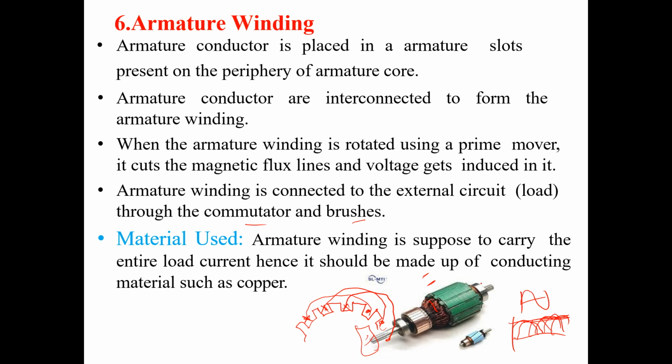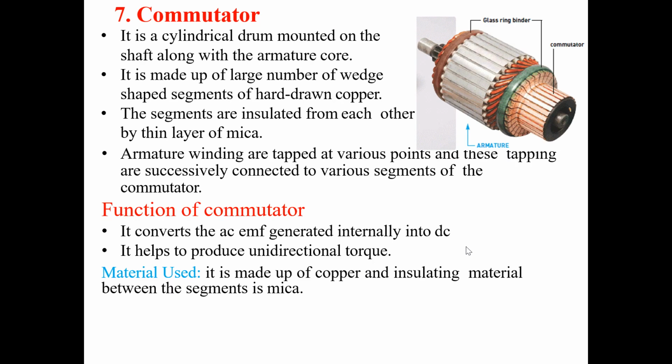There we have a brush and commutator arrangement to collect the current. This will be the commutator. On this we put two brushes and it will give the supply. One is positive, another one is negative. As for the material, the armature winding is supposed to carry the entire load current. Hence it should be made of a conducting material such as copper. That means for manufacturing the winding we use copper.